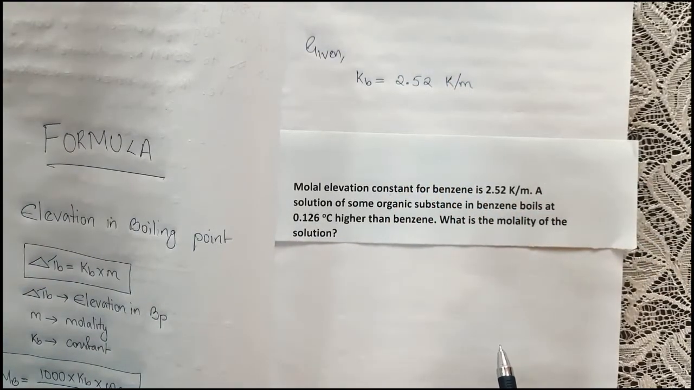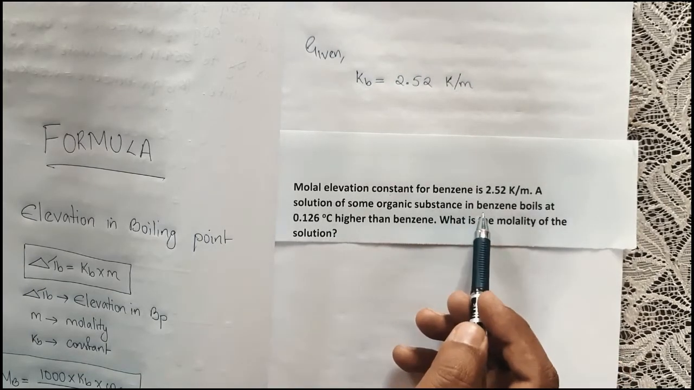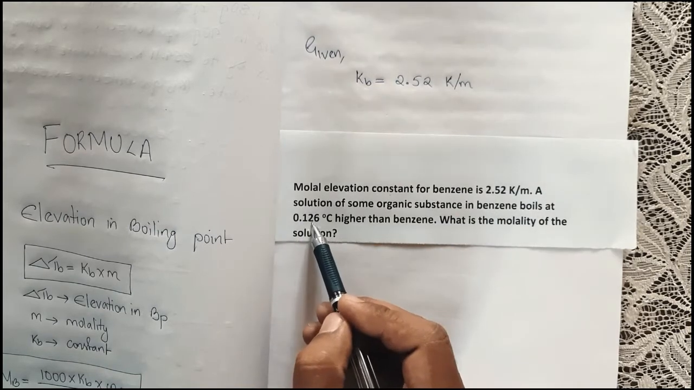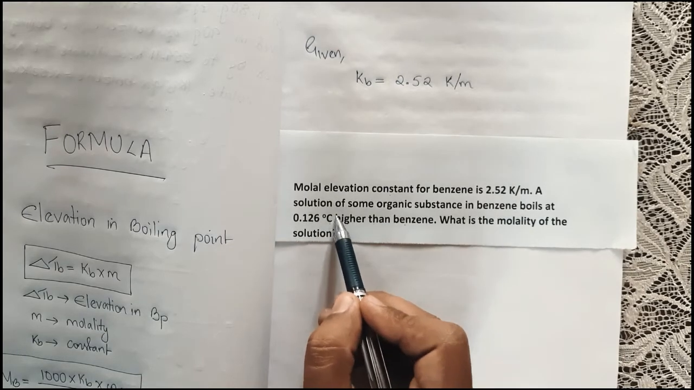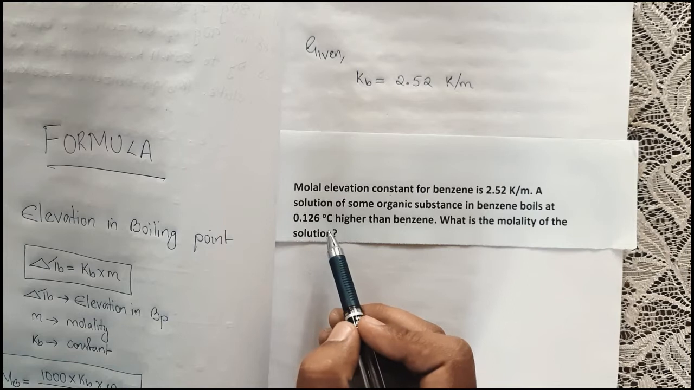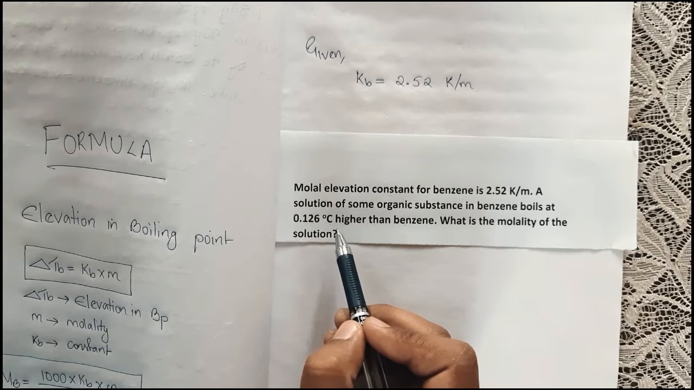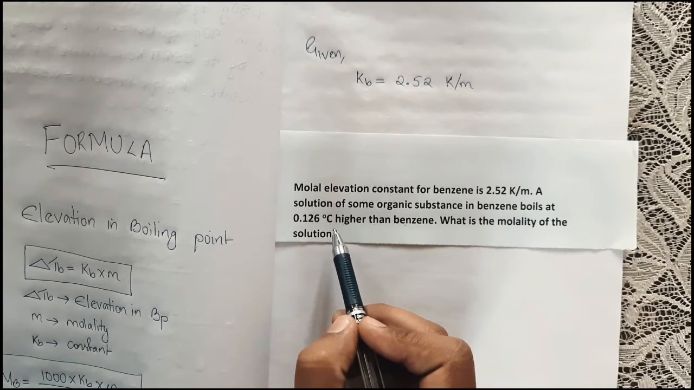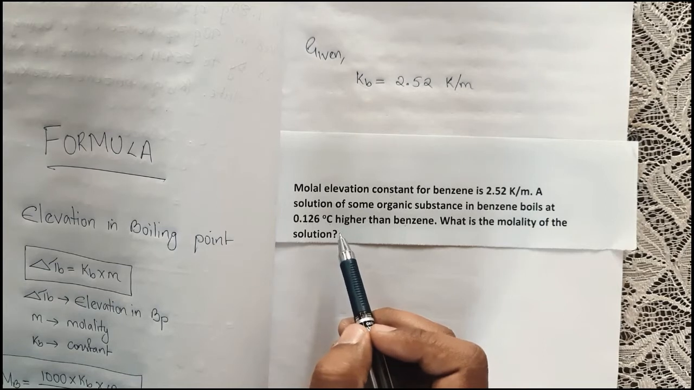That is our KB. Second, we have a solution of some organic substance in benzene boils at 0.126 degrees Celsius higher than benzene. So out here degrees Celsius is the boiling point. So we should know whether it is delta TB, TB or TB naught. TB is boiling point of solution, TB naught is boiling point of pure solvent, and delta TB is elevation in boiling point. So what does elevation mean? It is going higher. So elevation means higher.